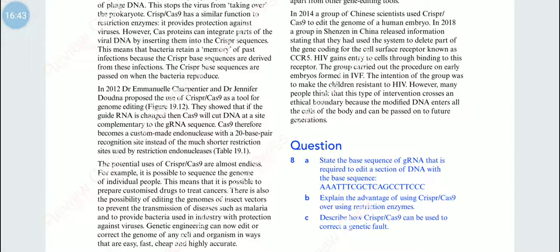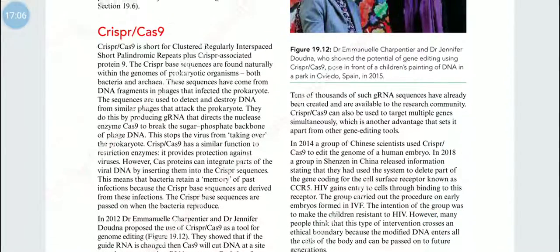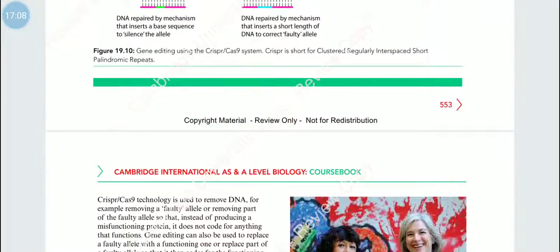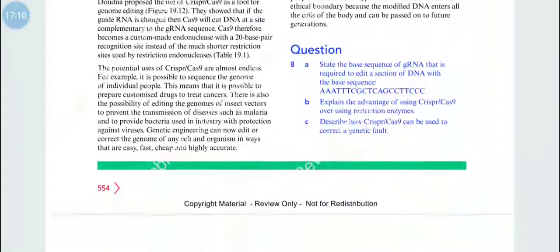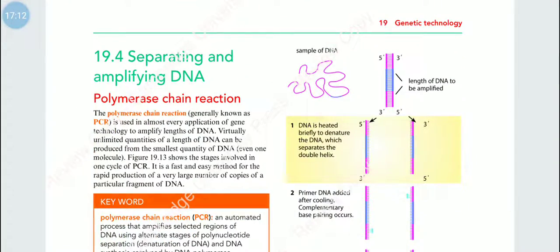As a result, we are able to sequence the genome of individual people and many possibilities come into play. Right, I hope you understood. This is a bit of a complex area. Please read through that again, and if you do not understand, please let me know.